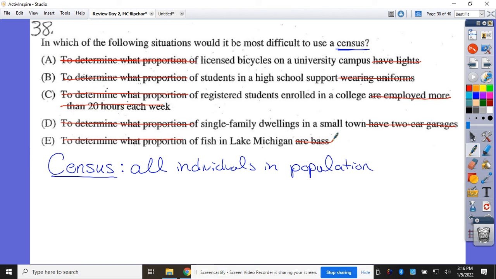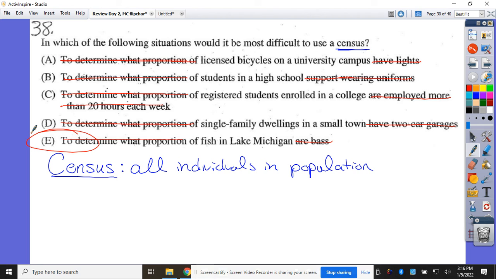Students in a high school, would that be something obtainable? That's probably a written record somewhere, hopefully. Registered students enrolled in a college, again written down somewhere. Single family dwellings in a small town, maybe not as easy as those, but still records are kept. Fish in Lake Michigan? No. That was probably a little bit hard.